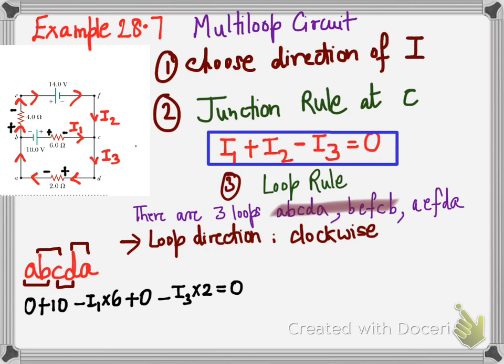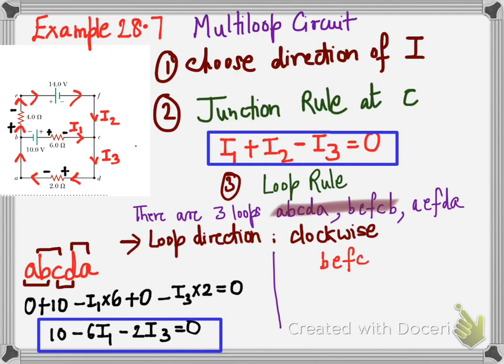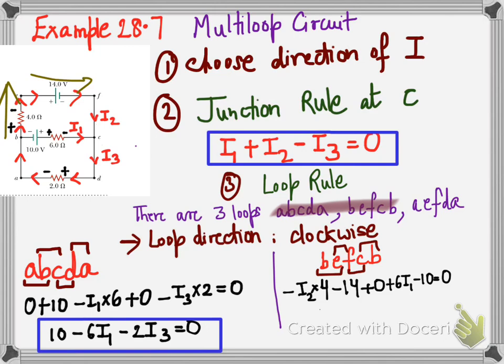Okay, now we are going to simplify the equation. We get the first equation, then we go ahead and do the same for the next loop. For BE, we can check from the circuit. For this section BE, we are going to reach the negative side of the resistor, so we write negative 4I2. For EF, we are going to reach the negative side of the cell, so negative 14. For FC, there is no component, so we write 0.